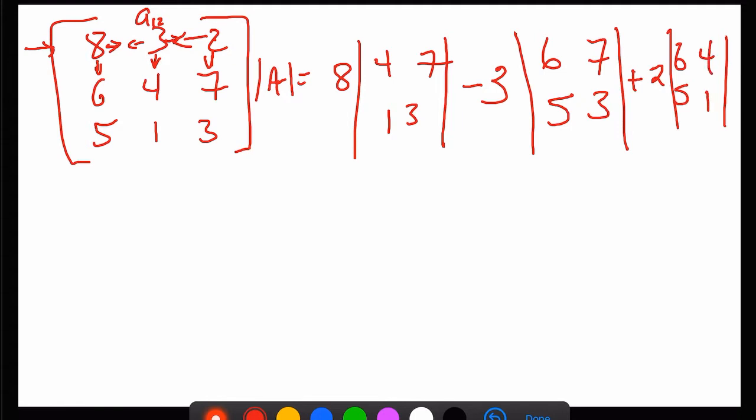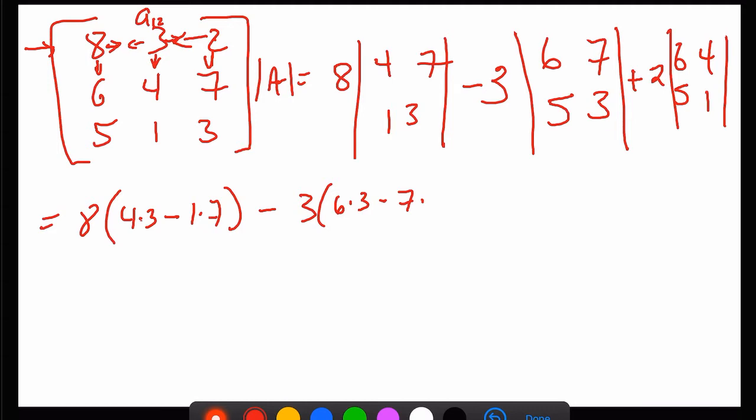So what's that equal to? Well, it's equal to 8 times (4 times 3 minus 1 times 7), minus 3 times (6 times 3 minus 7 times 5), plus 2 times (6 times 1 minus 5 times 4). Okay, 4 times 3, 7 and 1. 6 and 3, 7 and 5, 6 and 1, 5 and 4.